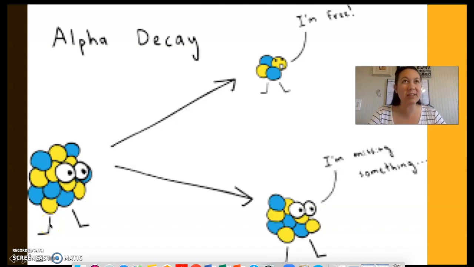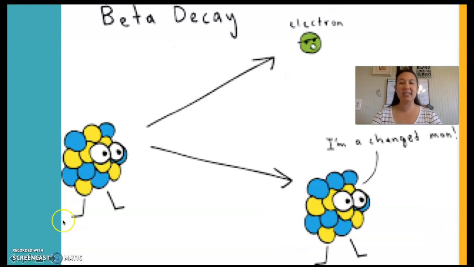Okay, so quick recap, then gamma radiation, and we're on our home stretch. So, alpha decay, that's when a nucleus that has too many nucleons emits two protons and two neutrons and turns into a completely different daughter nucleus. The daughter nucleus says, I'm missing something. Similarly, a beta decay is when a parent nucleus loses an electron that changes one neutron into one proton, and it says, I'm a changed man. Notice that the parent and daughter still transmutate, so they are different elements than each other.